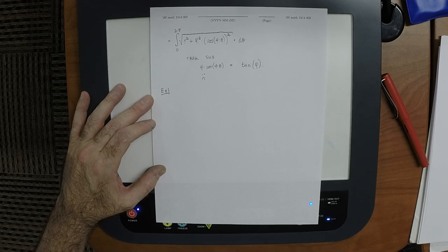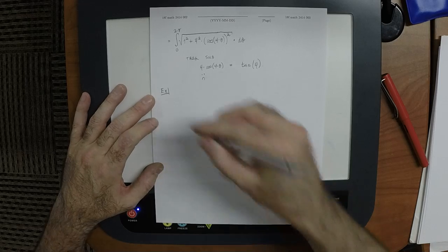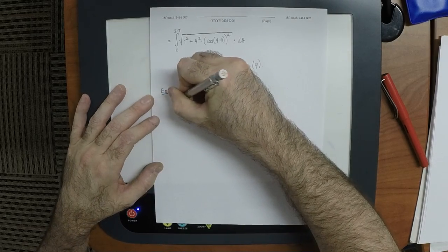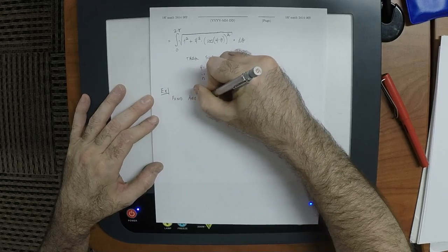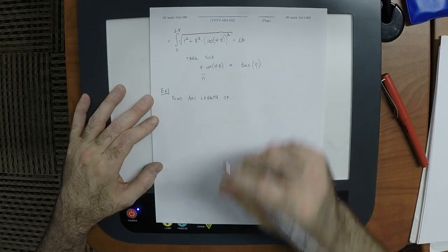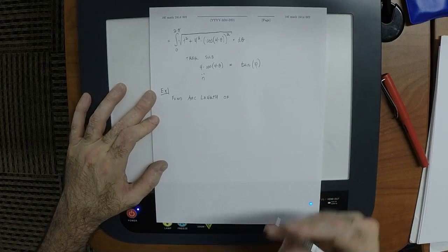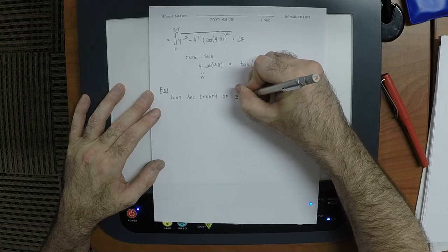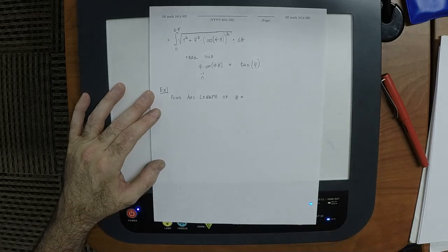Okay, so then we'll do this one. So I could say find the arc length of z is equal to, what do we use?